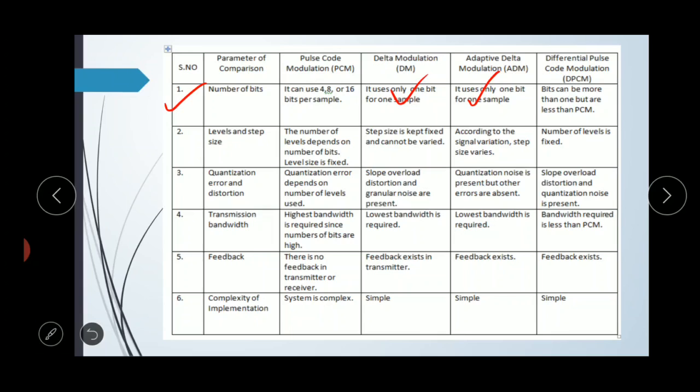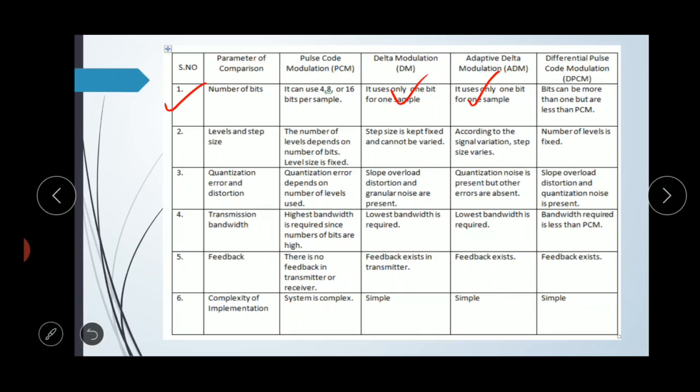Then quantization error and distortion. In PCM, quantization error depends on the number of levels used. In delta modulation, slope overload distortion and granular noise are present. In adaptive delta modulation, it overcomes the slope overload distortion and granular noise, but quantization noise is present. And in DPCM, slope overload distortion and granular noise both are present.